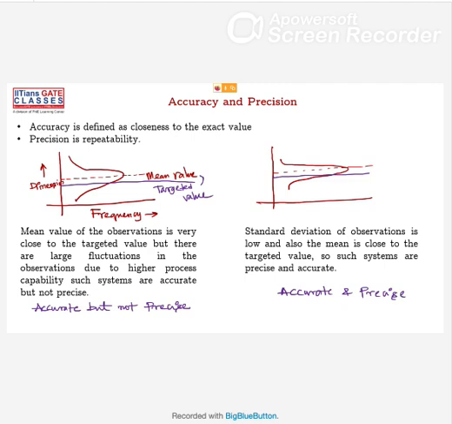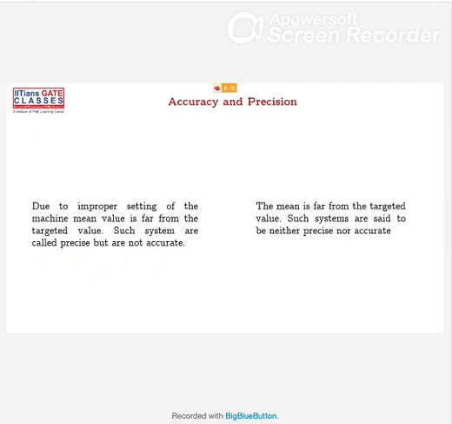So going to the next slide, you can see the diagram. So let me draw in the same ink now. I don't want to change the pen every time. So this, the spread is less. This is your mean value, and the target is somewhere else. So what is this? This is precise because the standard deviation is less, but it is not accurate. So precise but not accurate.